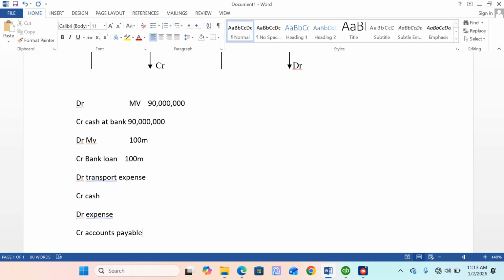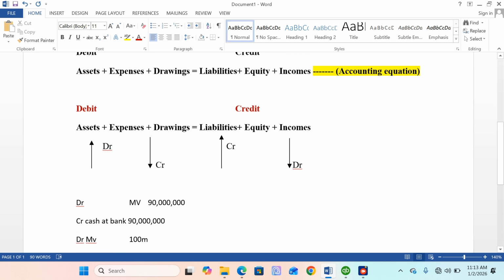So once you understand the accounting equation, you know which side to debit and credit whenever it increases or reduces. Once you identify what lies in assets, expense, and drawings, you will know how to debit and credit. And if you know what lies among liabilities, equity, and income, you know what to debit and credit.